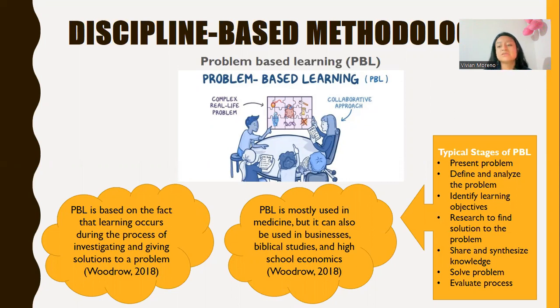The typical stages of PBL are the following. First, we need a problem. Then we need to define and analyze the problem, identify the learning objectives, research to find the solution for the problem, share and synthesize the knowledge, solve the problem, and evaluate the process.